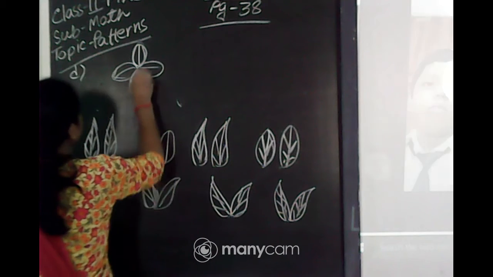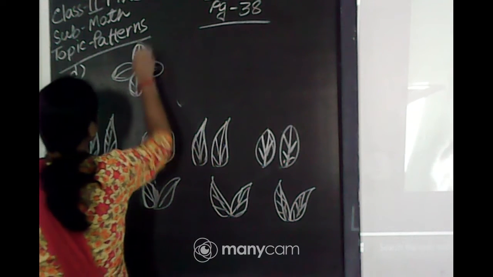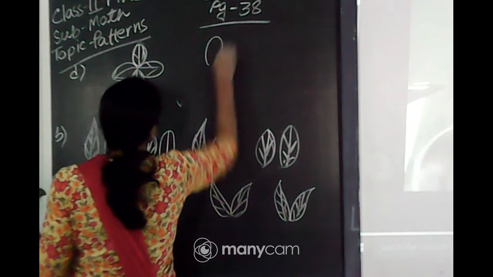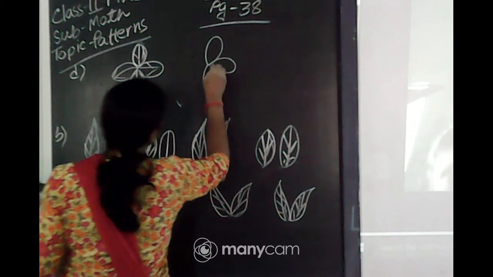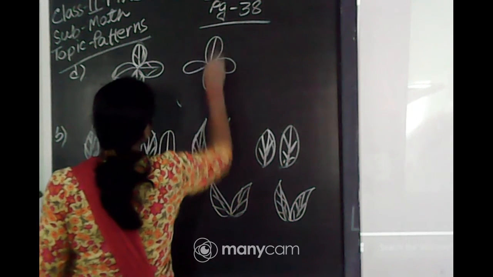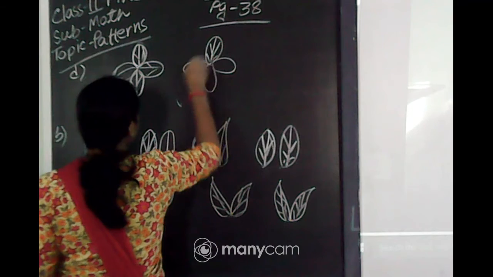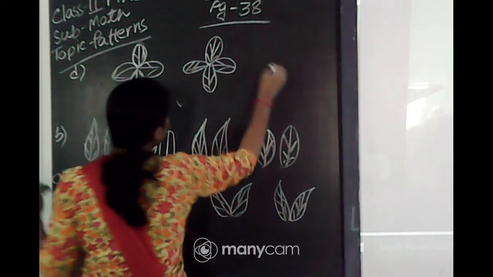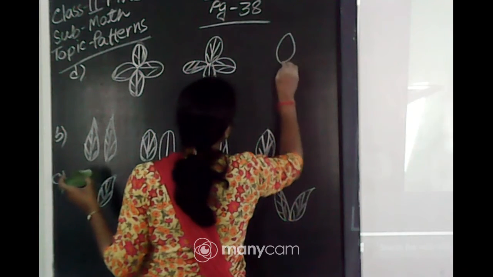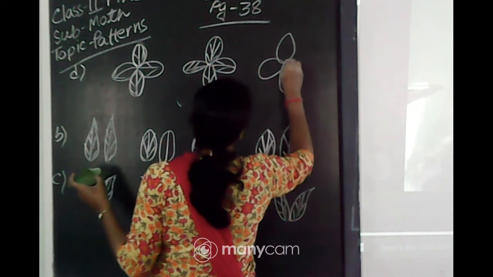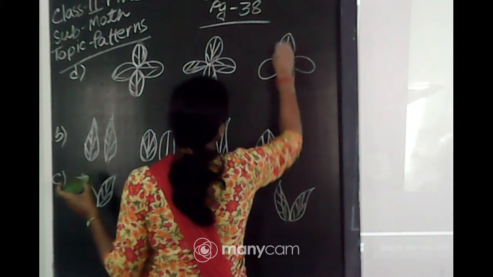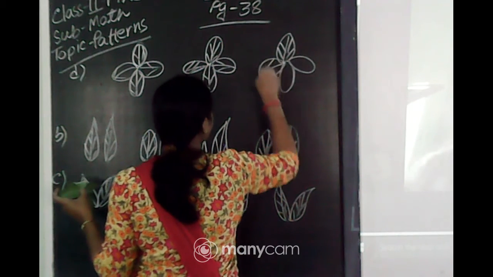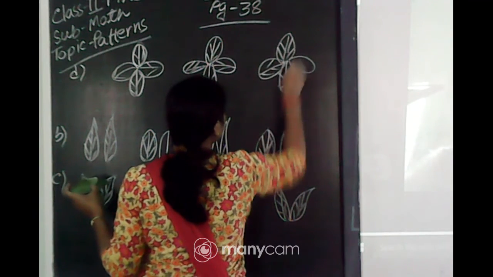This is another. You can arrange the leaves in this way. This is also a pattern. Four leaves you just keep in this manner. This is also a pattern.